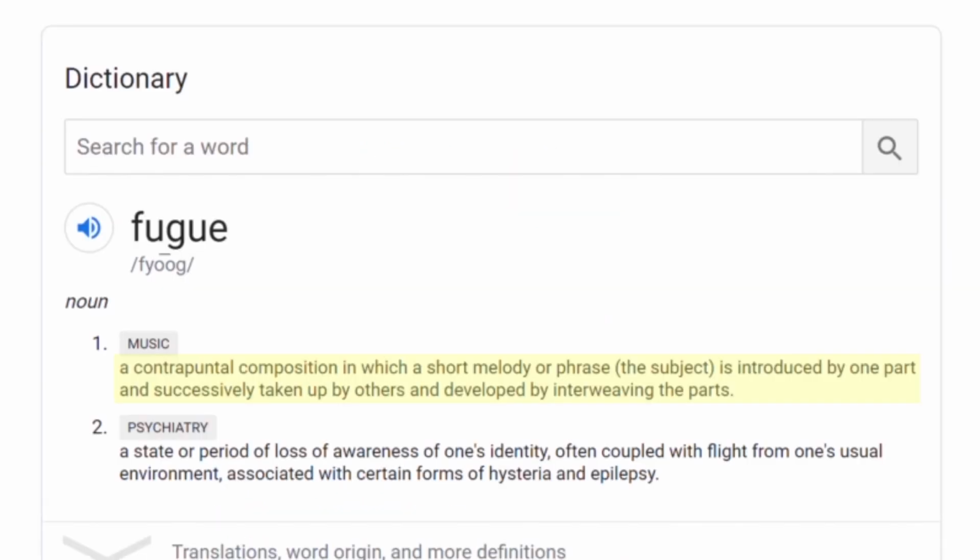A contrapuntal composition in which a short melody or phrase, the subject, is introduced by one part and successively taken by others and developed by interweaving the parts. Okay, let's break this down.